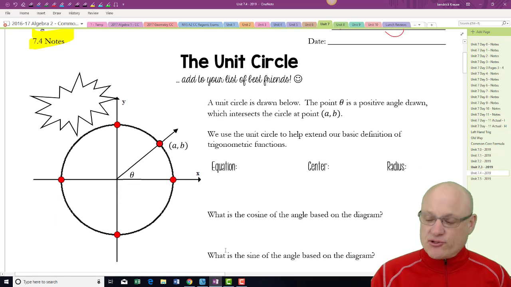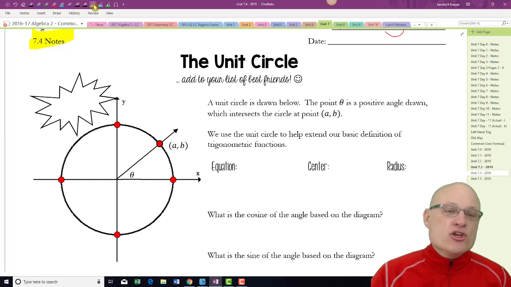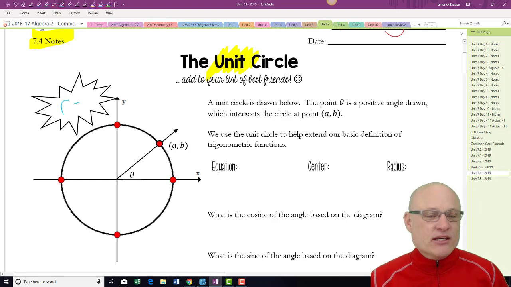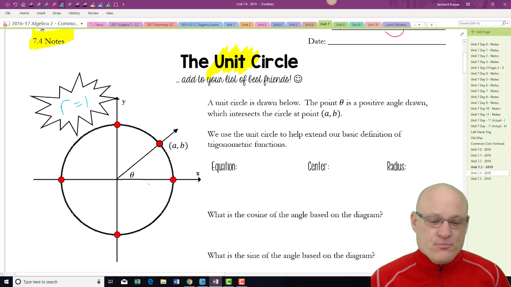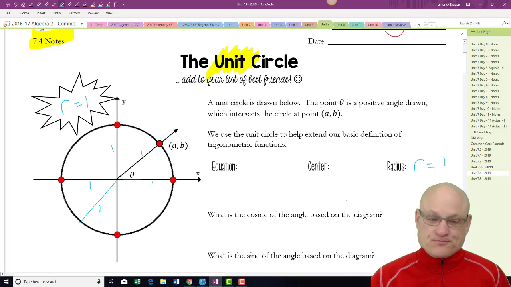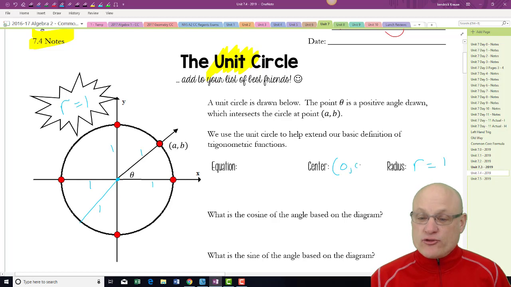So, the unit circle. You know why we call it the unit circle? That's because, and it's very, very complicated, the radius equals 1. So this is 1, and this is 1, and this is 1, and this is 1. And if I drew 1 in here, that'd be 1. So the radius is equal to 1. We're going to center right here at the origin. So the center is 0, 0.